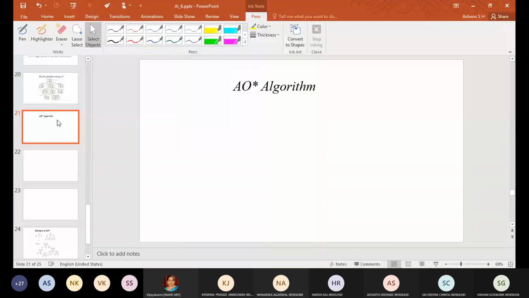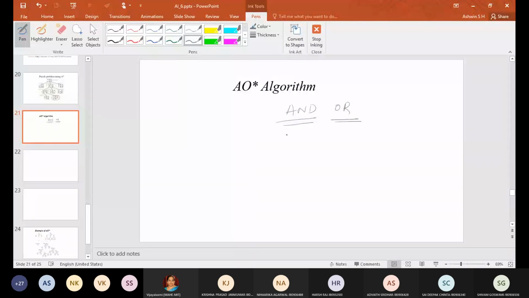Okay, now the next algorithm we have to study. I'll just give you the basic introduction of the AO star algorithm. I'll just tell you the basic theory behind this. Here the AO star algorithm is based on AND-OR. What is that AND-OR?